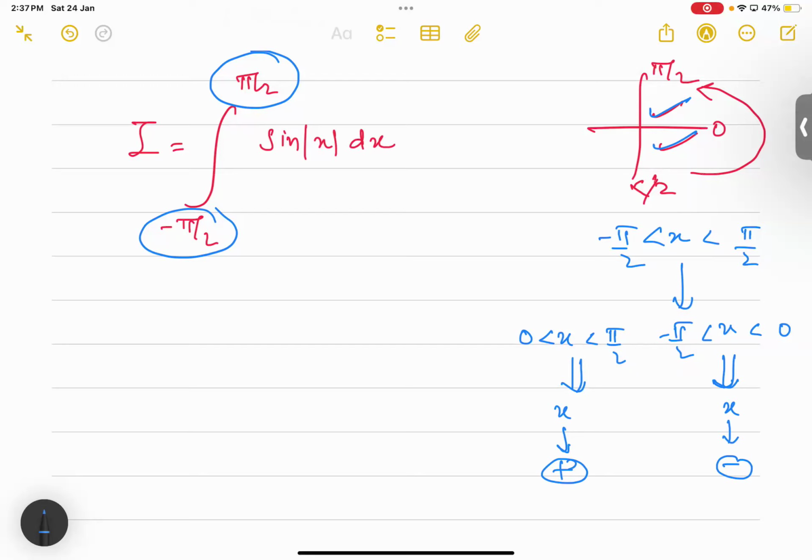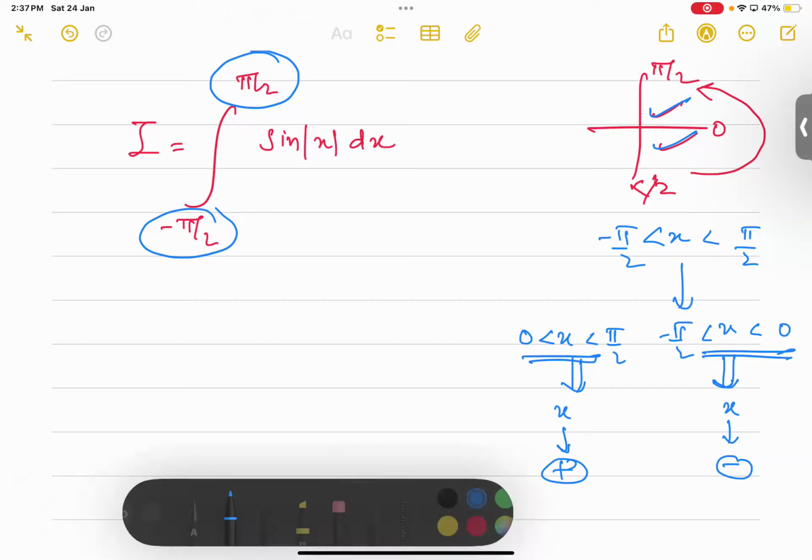Ask if you're having any doubts, please ask. The entire interval I'm splitting into two parts: first quadrant and the fourth quadrant, minus pi by 2 to pi by 2. So first quadrant, 0 to pi by 2. So when I say x lies between 0 to pi by 2, x values are positive. And when it is minus pi by 2 to 0, x values are negative. Clear now?